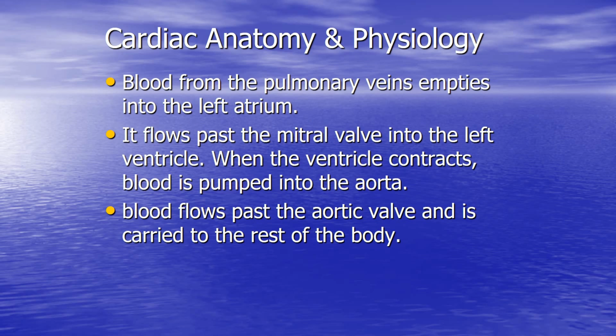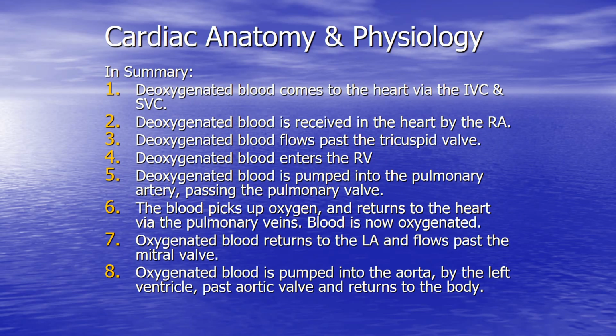Just in case you missed any of that, I'm going to summarize it for you. Deoxygenated blood, that is oxygen poor blood, comes to the heart via the inferior vena cava and superior vena cava. Deoxygenated blood is received in the heart by the right atrium. Deoxygenated blood flows past the tricuspid valve from the right atrium into the right ventricle.